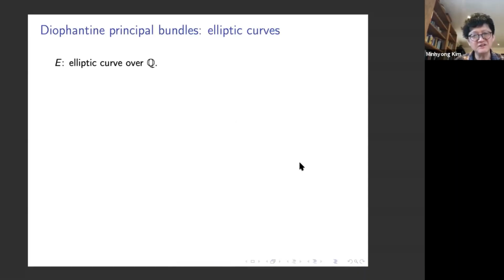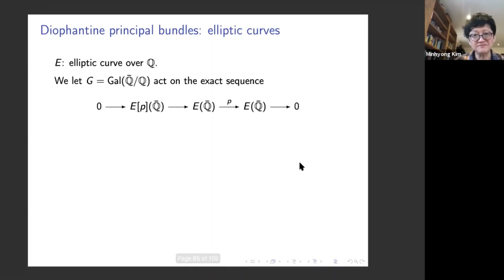The picture here is that you have an elliptic curve over Q of the sort that we started out with. Then you can take the Q bar points of the elliptic curve and consider the multiplication by P map. So then you get an exact sequence. The kernel is by definition just the P torsion, the kernel of this multiplication by P map. Over Q bar points, the multiplication by P is surjective. So you get a short exact sequence like this. You can always solve over Q bar the P division equation.